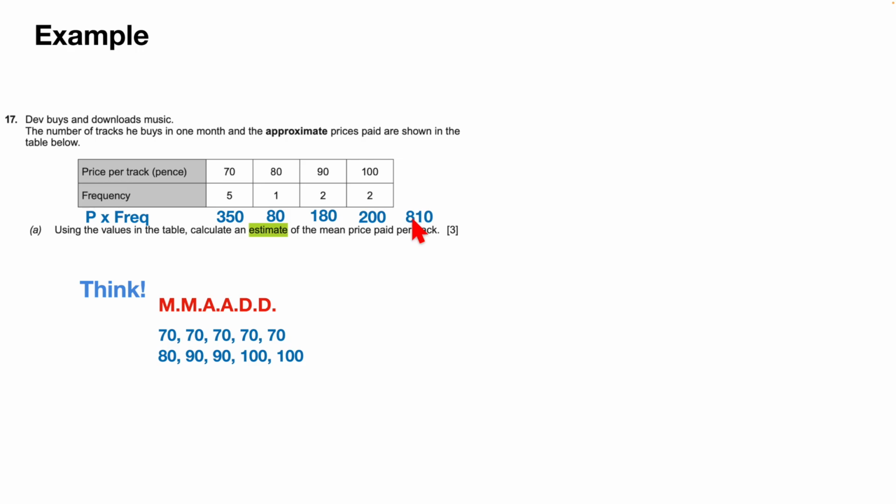And now I add, 810. I add to find the number of tracks in total. Well, there's 10. So now I do the calculation. Mean equals the total pence divided by the number in the sample, 810 divided by 10, is 81. That's my estimate of the mean price. In this case, it's an estimate not because we're looking at a range, but because the prices themselves are approximate. But there's nothing else we can do. We have to use them.